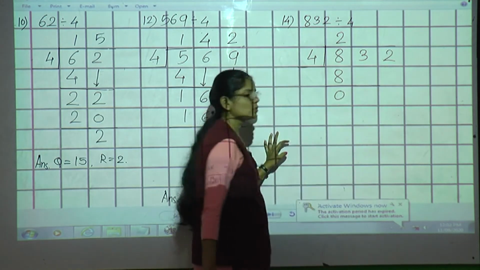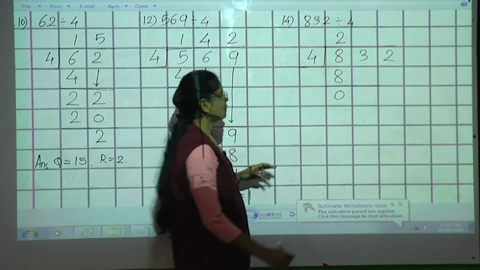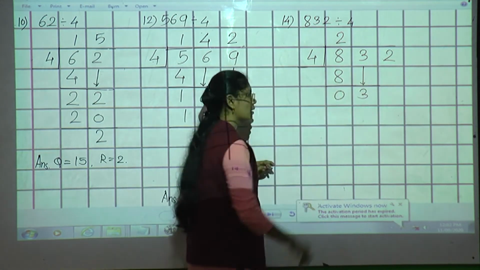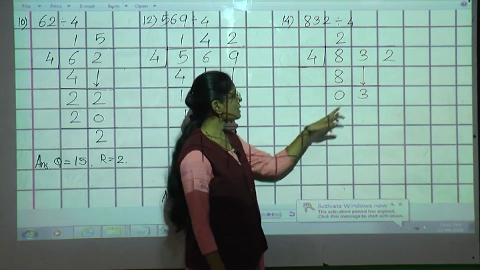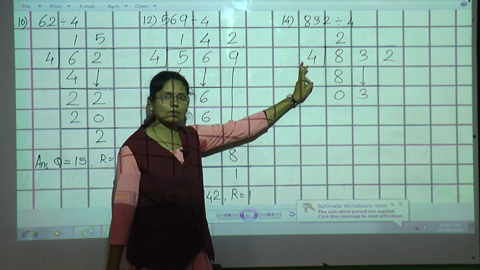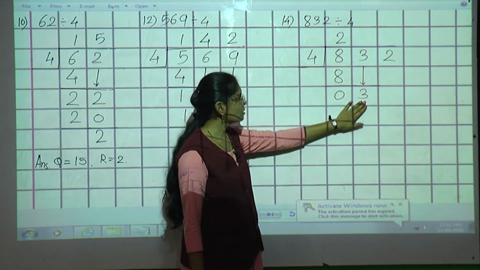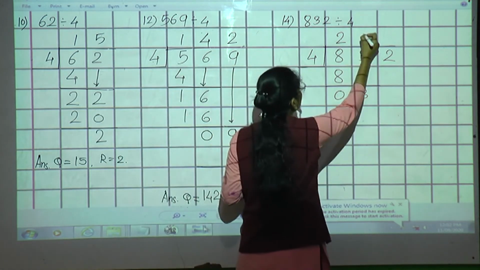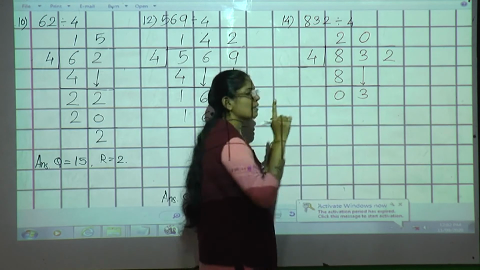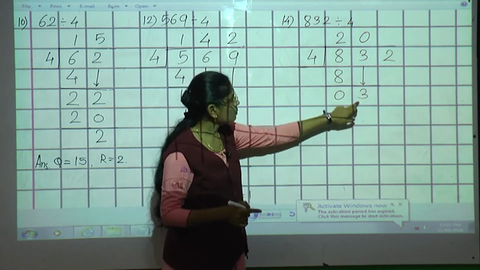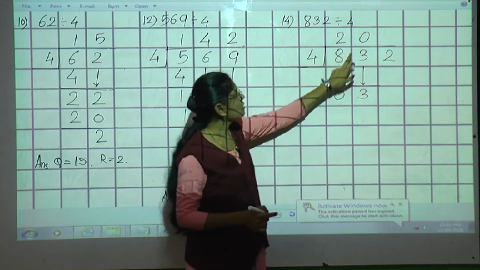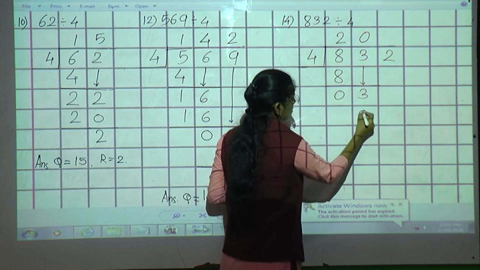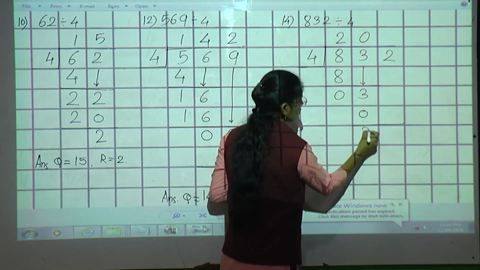Now go to the second step. In step 2, we have to take this tens place number down. Here 3 is there, so 3 will come down. Now see students, here 3 divided by 4. Can we do this? No, we can't, because 3 is smaller than 4. So what we will do? We will put a 0 here. It is very important. 3 by 4 we can't do, so we put 0 here. Then 4 into 0, 0. Now 3 minus 0, 3.